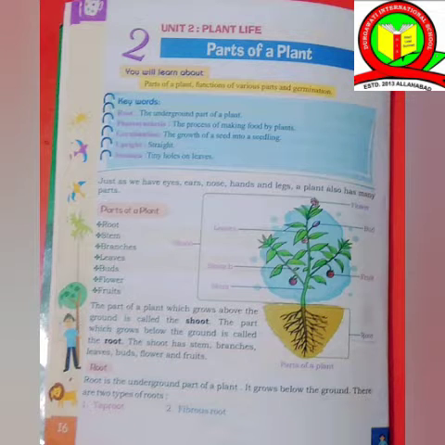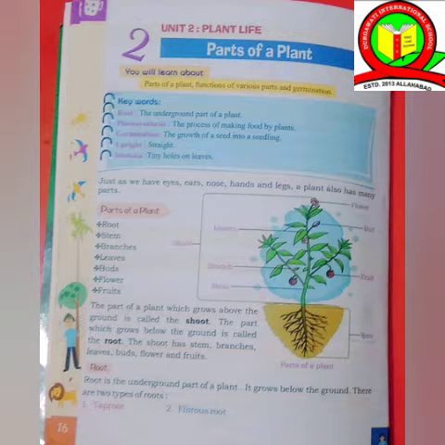The hard words of the chapter are root. Root means the underground part of a plant. Photosynthesis. Photosynthesis means the process of making food by plants. Germination. Germination means the growth of a seed into a seedling. Upright. Upright means straight. Stomata. Stomata means tiny holes on a leaf.